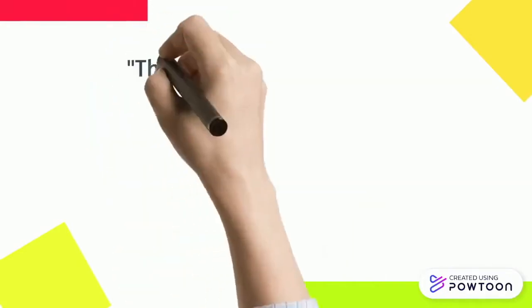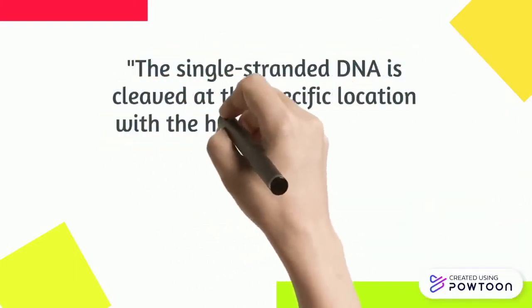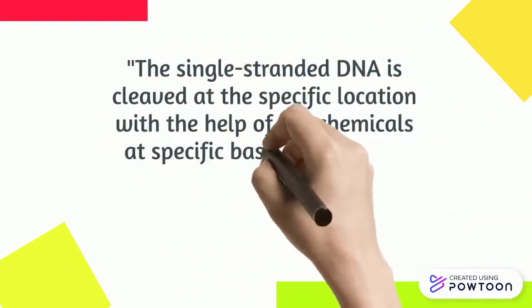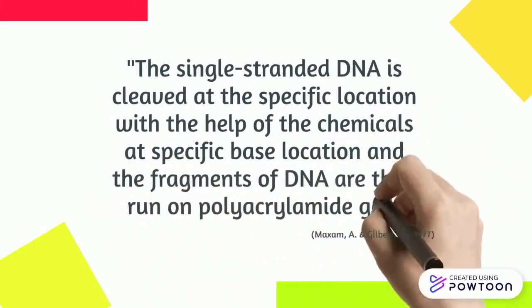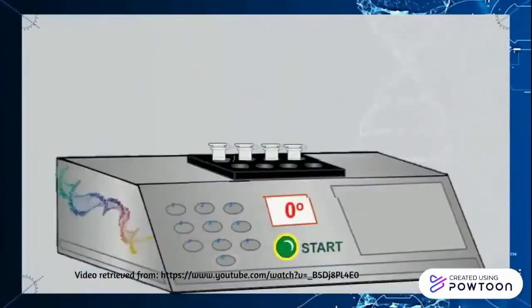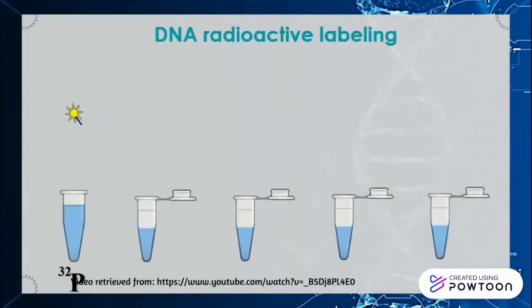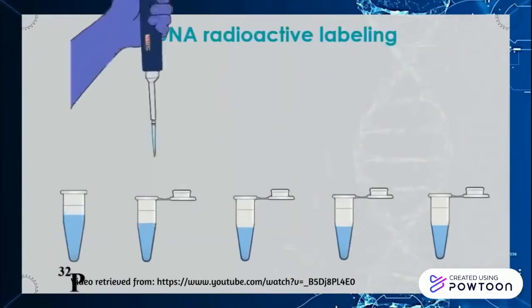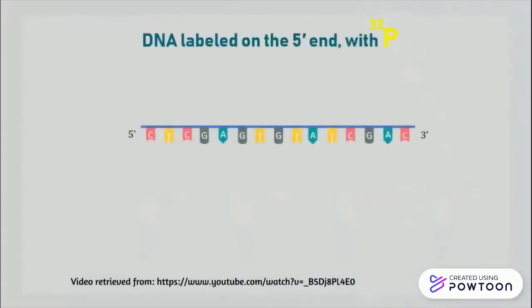In the article, they describe the process this way. The single-strand DNA is clipped at specific base locations with the help of chemicals, and then the fragments of DNA are run on polyacrylamide gel. This process consists of the next steps. A single or double-strand DNA fragment is labeled at the 5' or 3' ends of one or both strands with phosphorus 32.